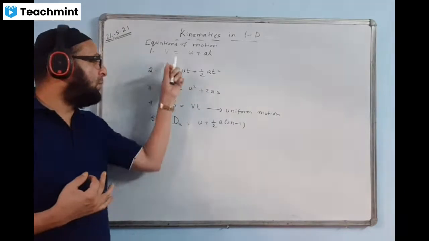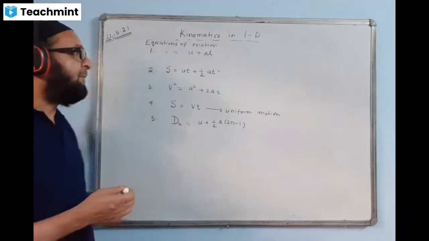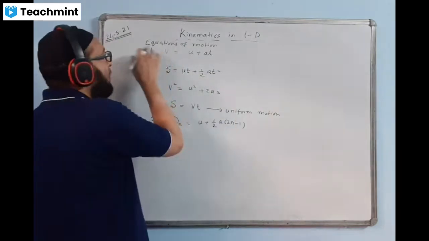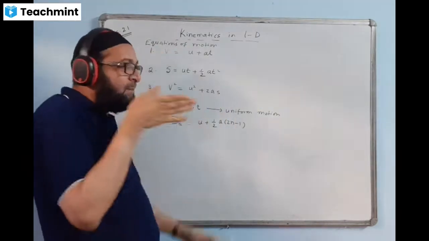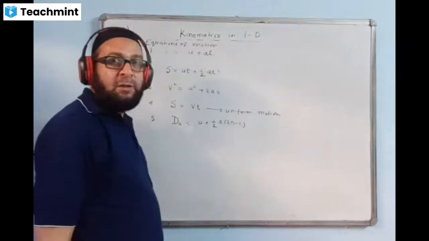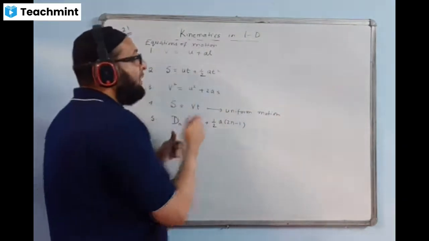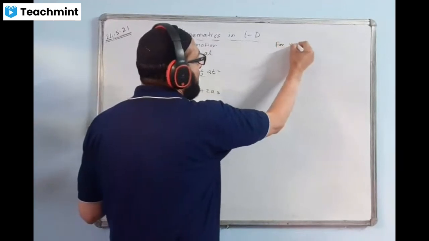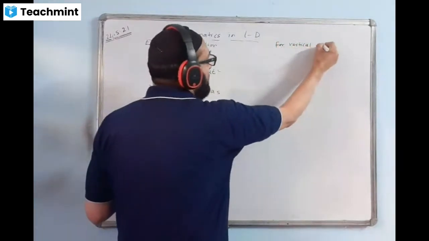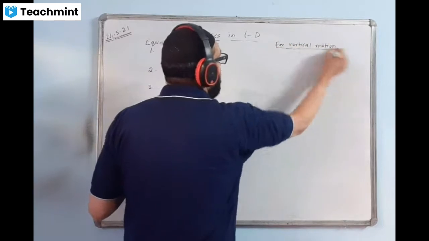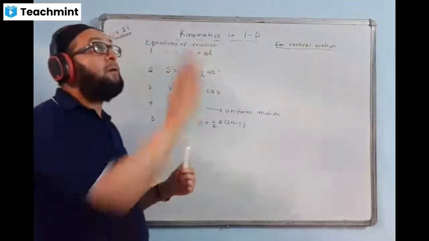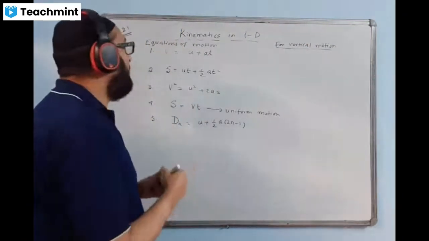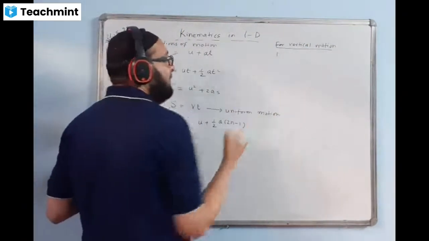I'll prove these formulas one by one. But first I'll tell you the same formulas for vertical motion. What kind of motion are these formulas for? Horizontal motion, when the body is moving in a straight line path in a horizontal direction. But for vertical motion, which means either upward vertically or downward, the formula will be slightly modified.